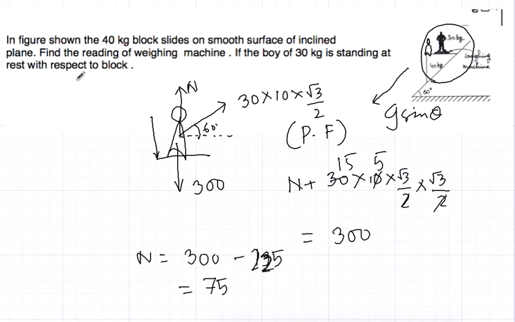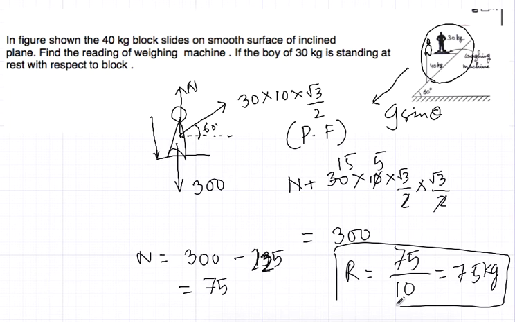But we are trying to understand the reading of the weighing machine. A weighing machine generally gives weight in kg, so the reading is 75 divided by g, because we are converting into kgf. So this is 7.5 kg. That is the reading. Now there is a pending question.